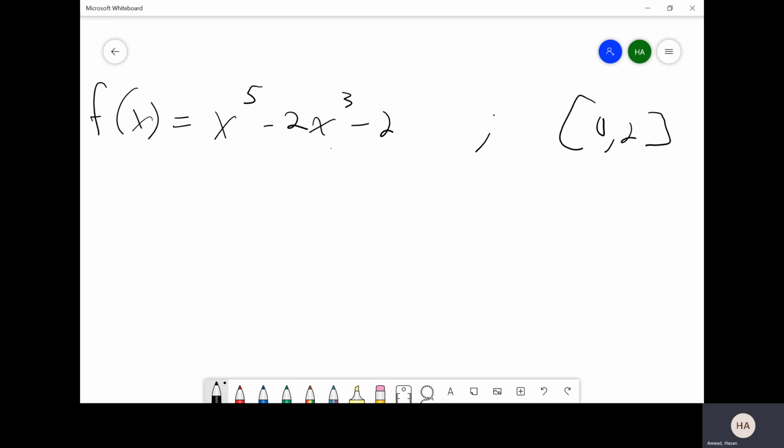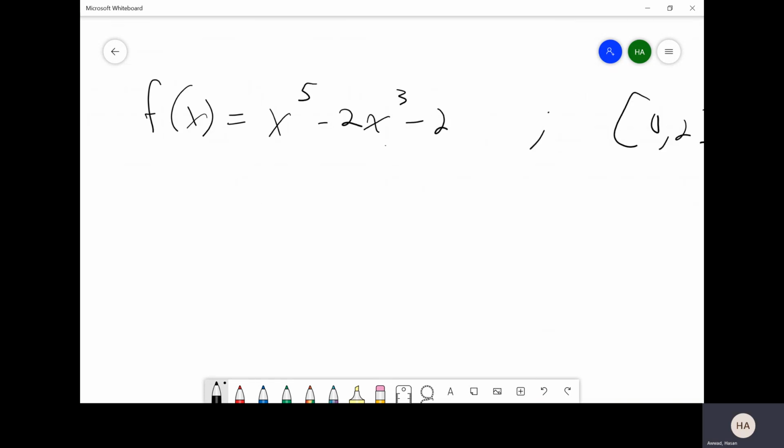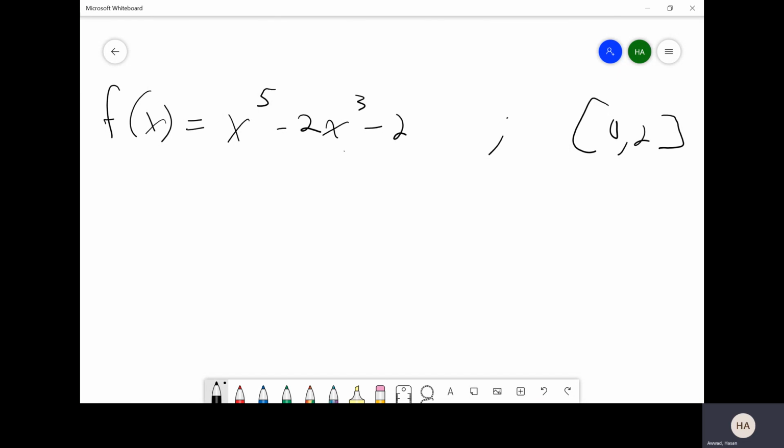All right, so let's go ahead and do this together. We want to show that there is a solution. Showing a solution just means we're taking the boundaries of our interval, which is from 0 to 2, and we're going to plug those in. If the signs flip, cool, we showed that there's a solution. So we take f of 0 and we plug in 0 wherever there's an x. So 0 to the 5th minus 2 times 0 cubed minus 2.